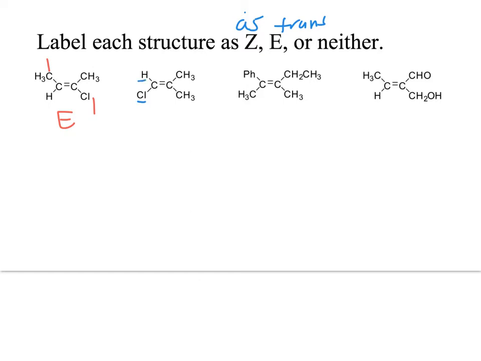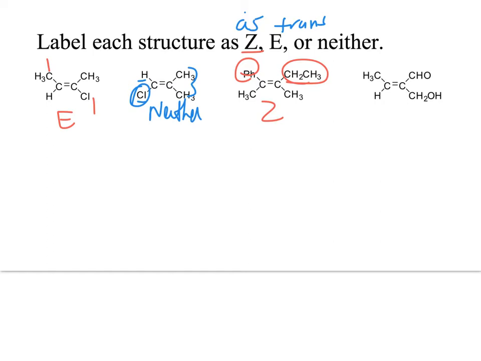Between the chlorine and the hydrogen, chlorine gets a 1. The methyls are the same, so this is neither. Going to the next one. Between the phenyl and the phenyl gets the higher priority. Between the ethyl and the ethyl gets the higher priority. And that would be on the same side, so that would be a Z.